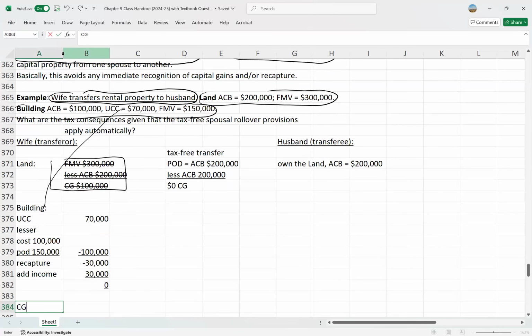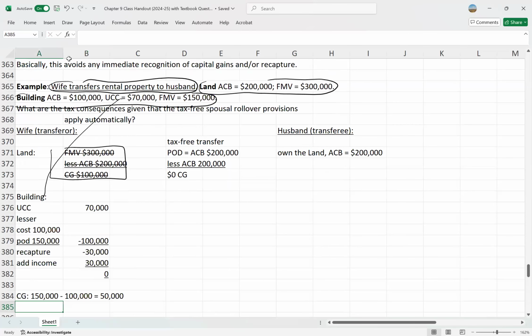There would be a capital gain because the building is being sold for 150, the fair market value, over the cost. So there will also be a capital gain of 50,000. But once again, if they wanted to do this using the tax-free transfer, it would basically just deem this calculation here.